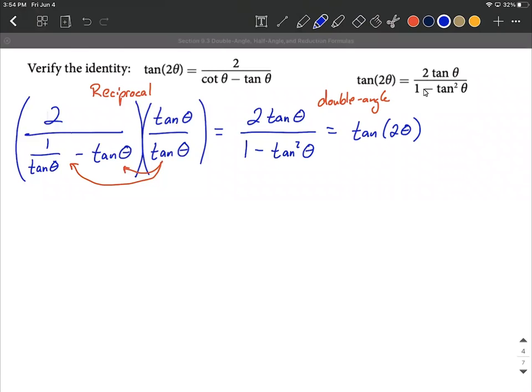All right, I hope this helps out. Sometimes it's nice to just bring along whichever formula you think you're going to need, so you sort of have this peek into where you want it to end up looking like this: 2 tangent of theta over 1 minus tangent squared of theta. Hope this helps. Good luck.